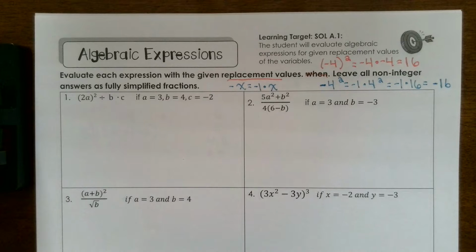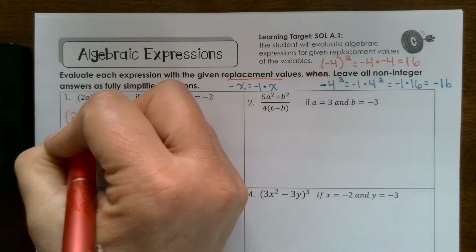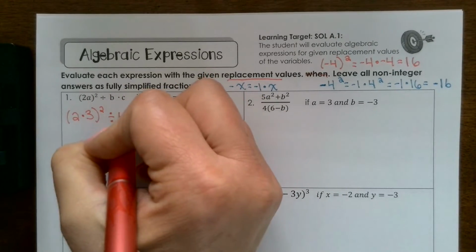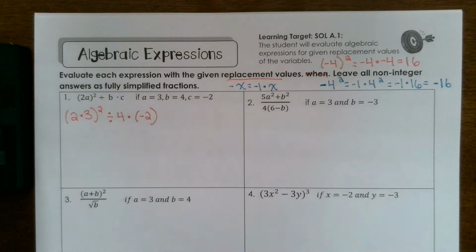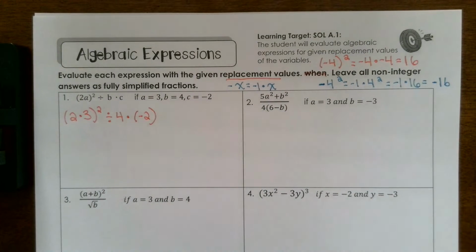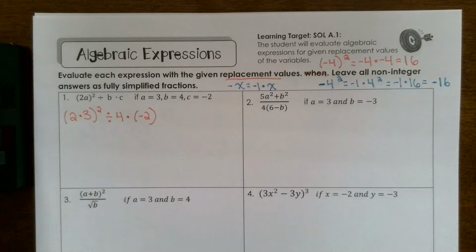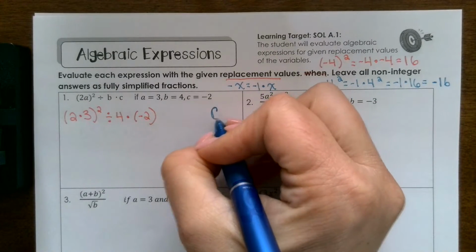Okay, number 1 says, in parentheses, 2a squared divided by b times c. So let's substitute our replacement values. I have 2 times a, which is 3, squared, divided by b, which is 4, times c, and I will put that -2 in parentheses just to make sure that nothing incorrect happens.